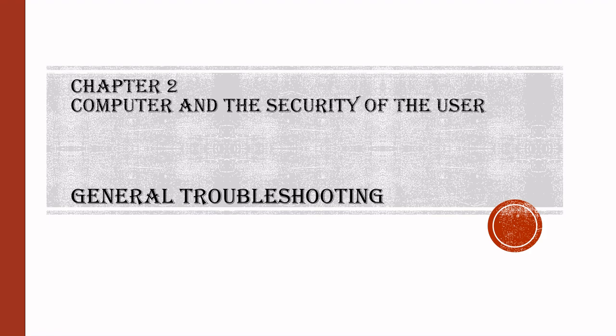So today we will discuss chapter 2, Computer and the Security of the User, and our topic is troubleshooting. We discussed 8 problems, and today we will discuss 4 new problems and their solutions. Okay, let's get started.